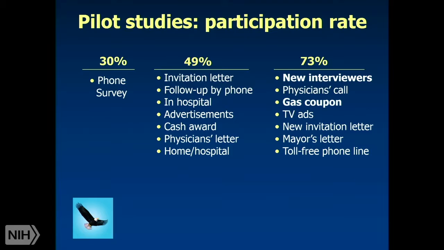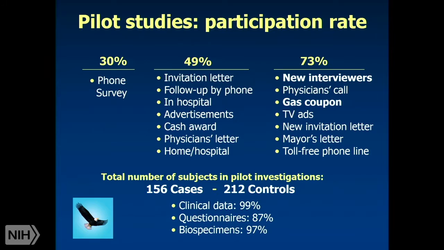And we had a letter from the mayor. They actually liked the mayor. That was a good thing. And we got the participation rate in controls up to 70%. It was a little easier to get cases because they were in the hospital. So that's an example of what you have to do to improve your participation rate. And that effort took a year and cost $1 million. Okay.